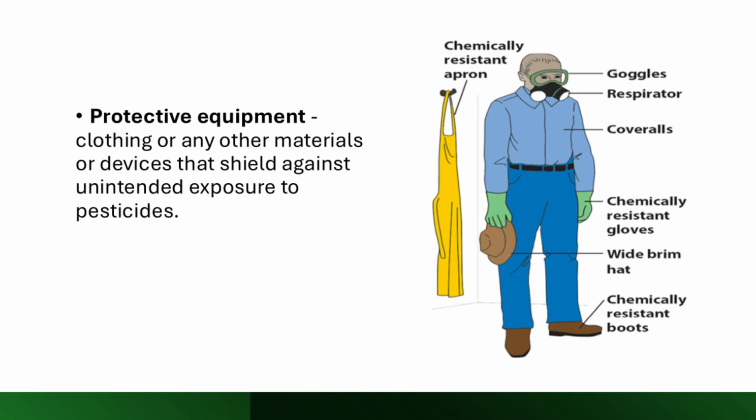Private applicator. Any individual who uses any restricted use pesticide for purposes of producing any agricultural commodity on property owned or rented by the individual or his or her employer, or, if applied without compensation other than trading of personal services between producers of agricultural commodities, on the property of another person. Protective equipment. Clothing or any other materials or devices that shield against unintended exposure to pesticides.